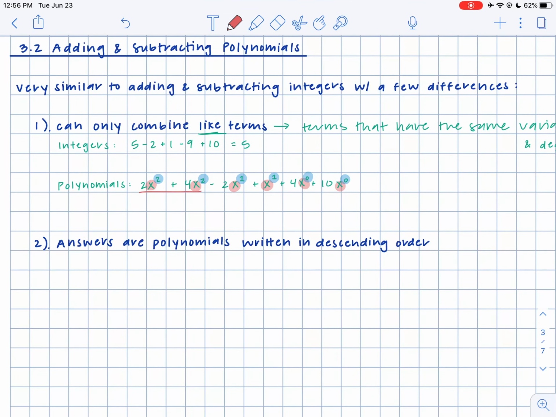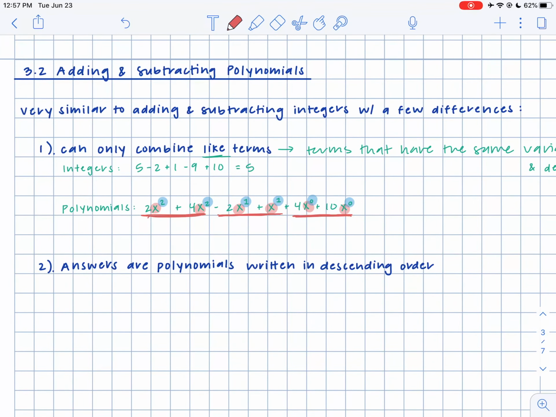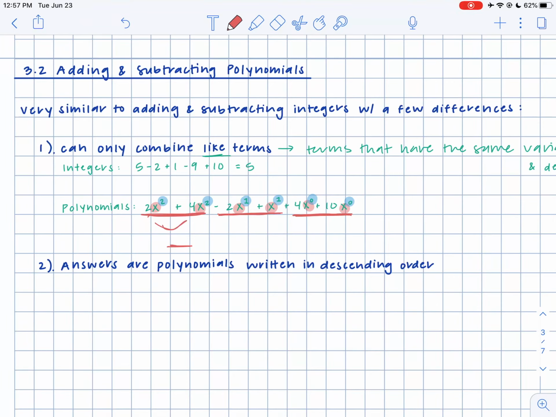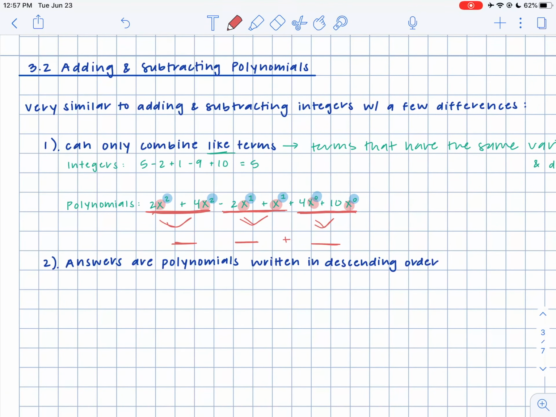So 2x squared and 4x squared are like terms because they have the variable x and a degree of 2. And negative 2x and x are like terms because they have the variable x and a degree of 1. And 4 and 10 are like terms because they have the variable x and a degree of 0. So our answer should have a term from these two, another term from these two, and a third term after we combine these two.